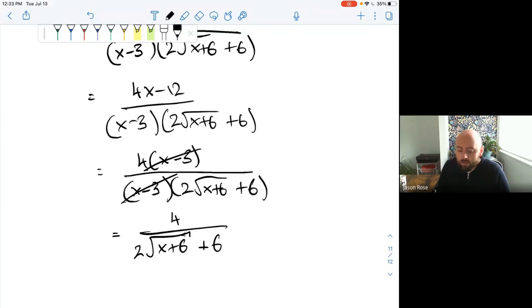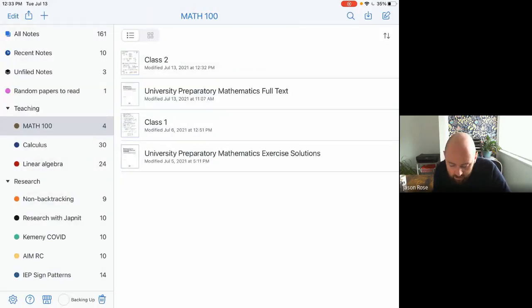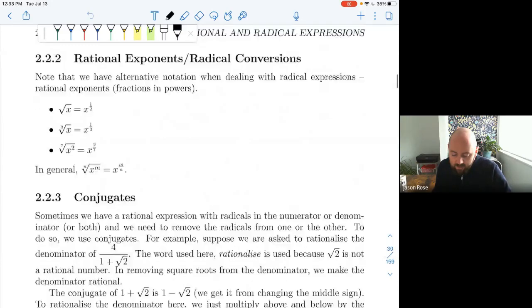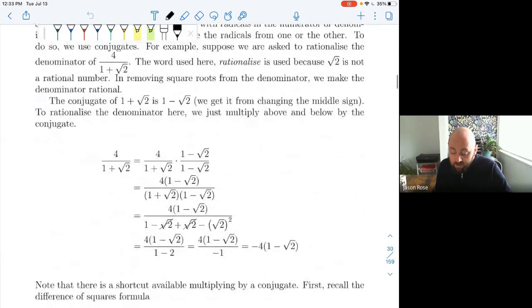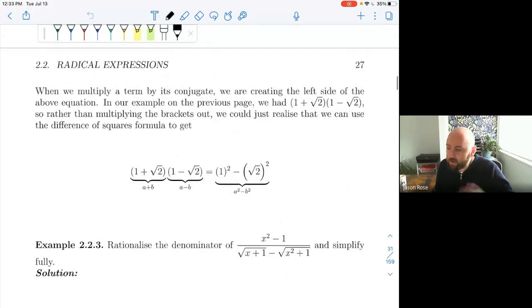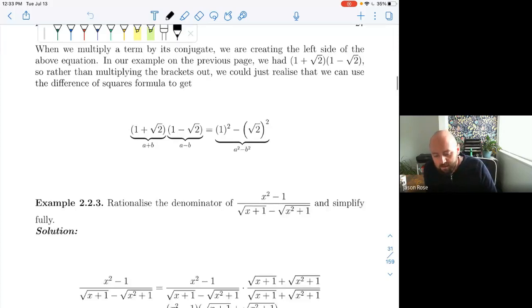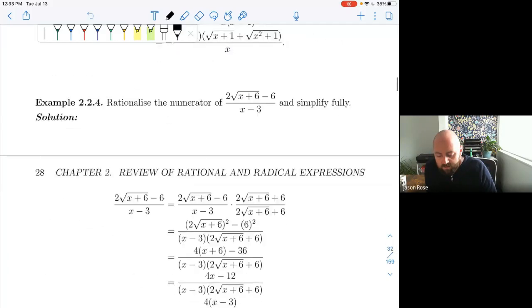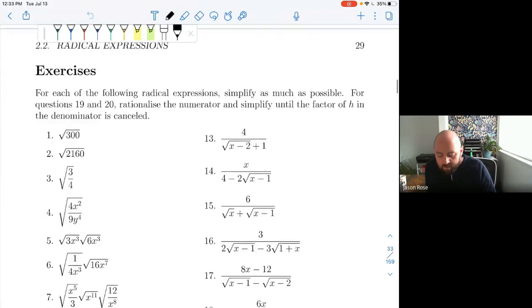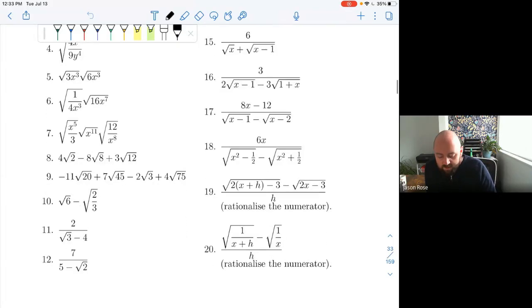Okay, so yeah, there's a whole bunch of those for you to practice as well. So going down, we had the addition and subtraction of radicals. Conjugates is here in the book as well. Kind of another re-explanation of that sort of difference of squares shortcut that I keep taking. This was the first problem we did. That was the second problem. Find the solution here again. Lots and lots of exercises here to try.